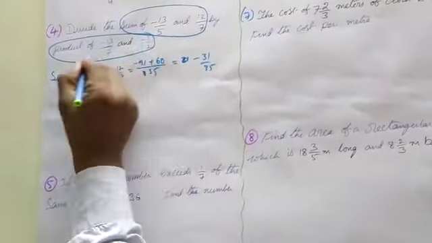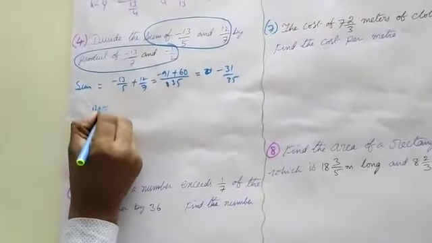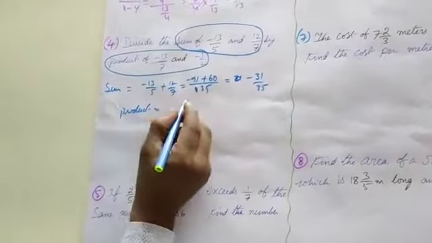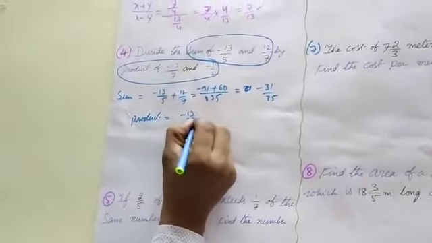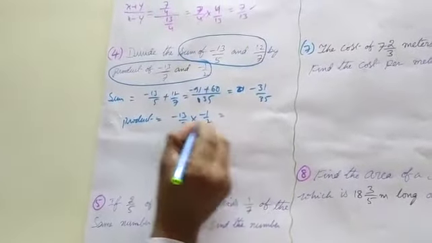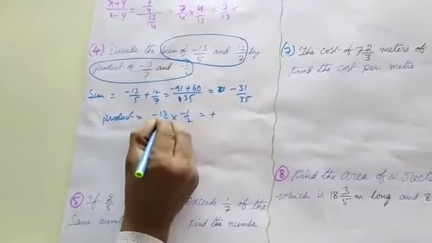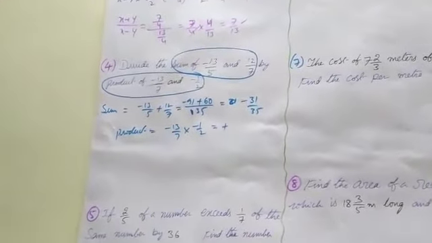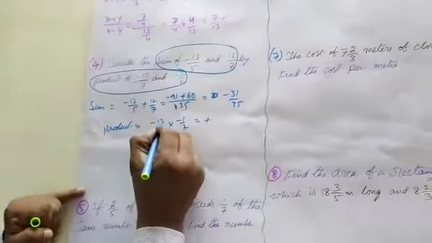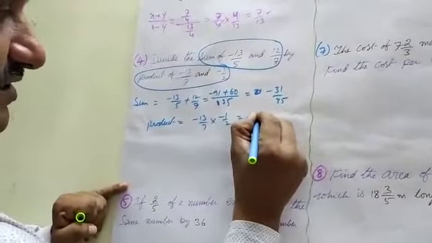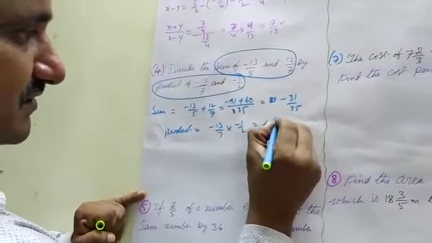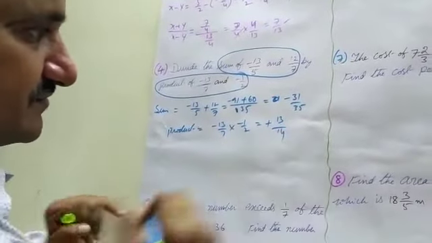At the same time, the product. What is the product? Product is equal to minus 13 by 7 into minus 1 by 2. That is minus into minus, plus. In multiplication of two rational numbers, we take the product of numerators. Therefore 13 ones are 13. The product of denominators is 14.